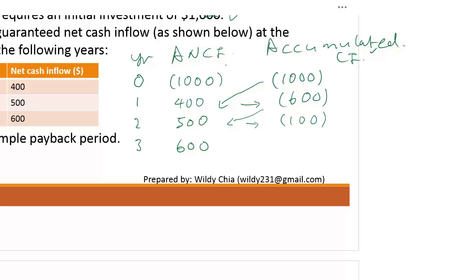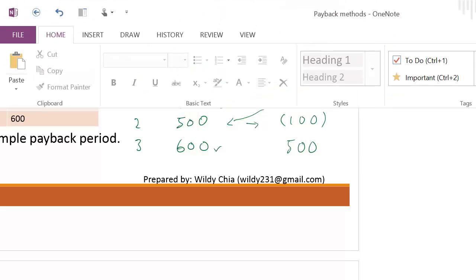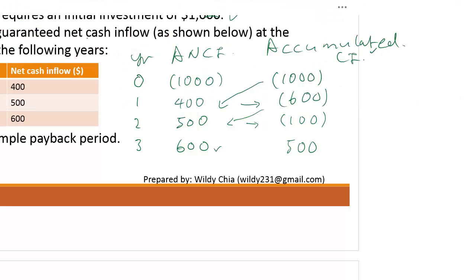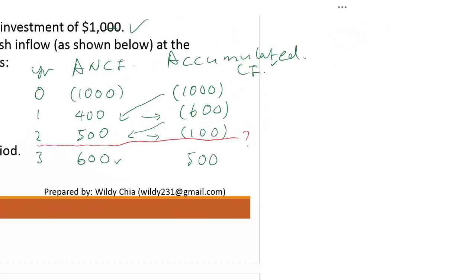Now look at year 3. Come to year 3, I'm going to get 600, and that 600 will fully cover my investment cost. Which seems to tell me that the payback would occur sometime around year 2. But you can't tell exactly which part of year 2. So how long is the payback exactly? It looks like the payback period is going to be 2 years.